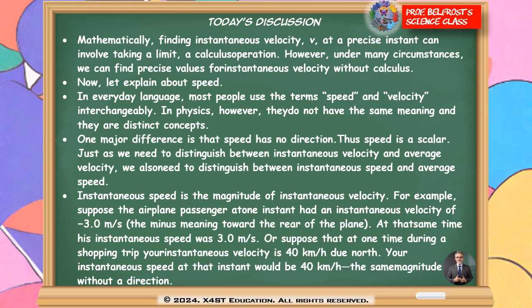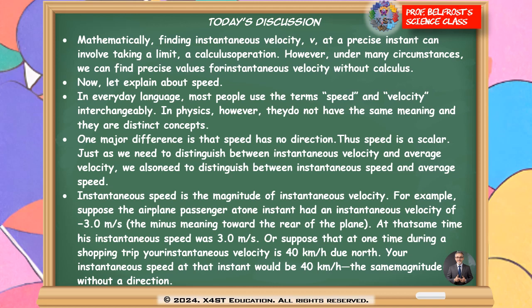Now let's explain speed. In everyday language, we actually use speed and velocity interchangeably. But this is not true in physics, because they have different meanings and you need to distinguish these two concepts. One major difference is that speed has no direction. Speed is just a scalar quantity. And just as we need to distinguish between instantaneous velocity and average velocity, we also need to distinguish between instantaneous speed and average speed. Instantaneous speed is just the magnitude of the instantaneous velocity.